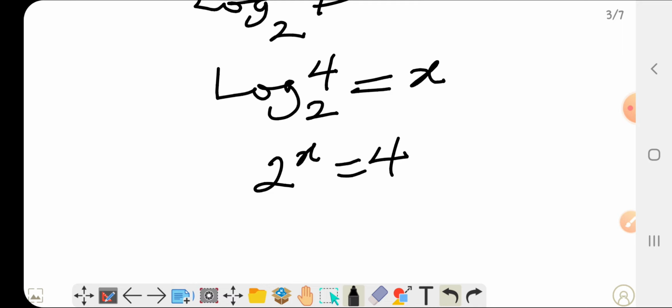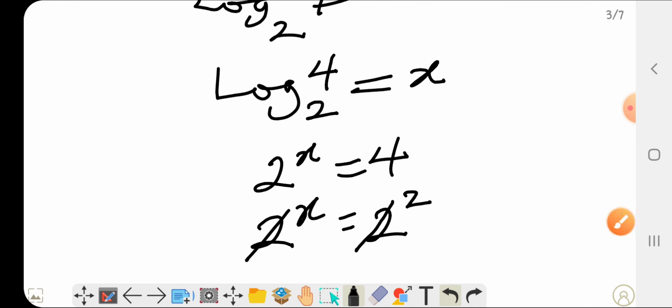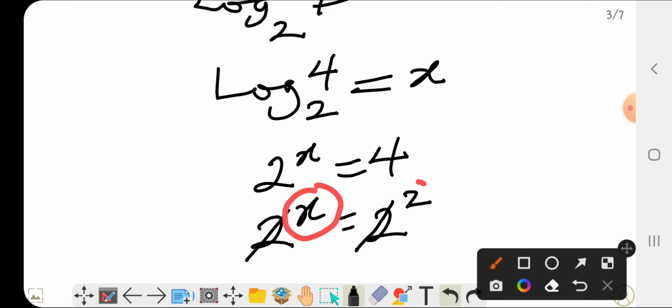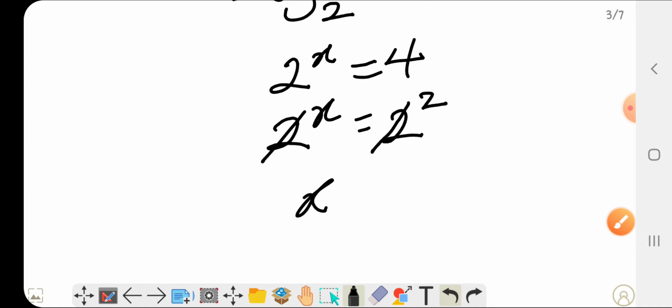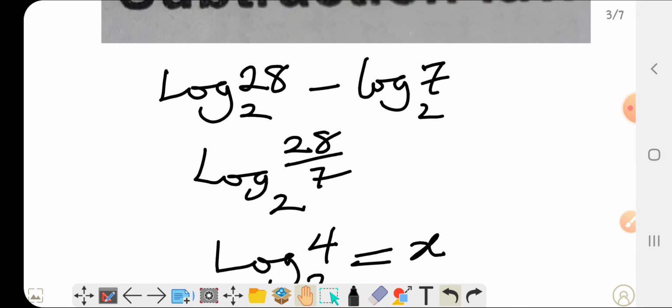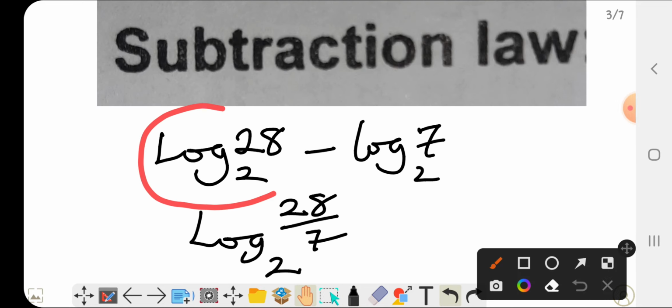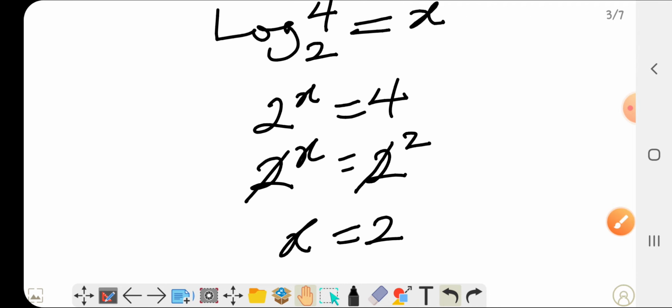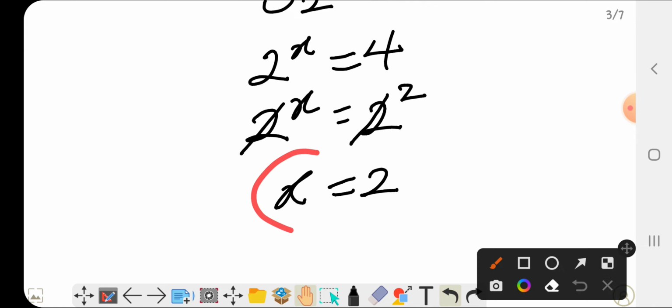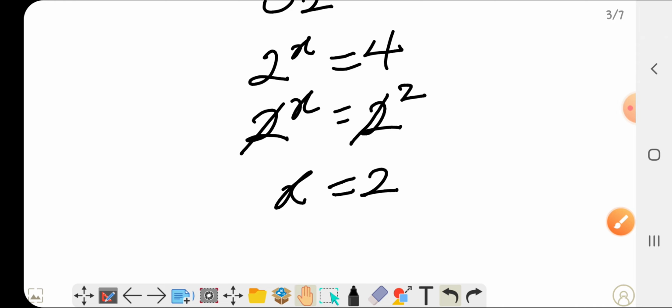Then you can make both sides 2 raised to the power something. So you write 2 raised to the power x equals 2 raised to the power 2. These 2s cancel out, and you are left with x equals 2. That is to say that log 28 base 2 minus log 7 base 2 will definitely give you 2 as your final answer.